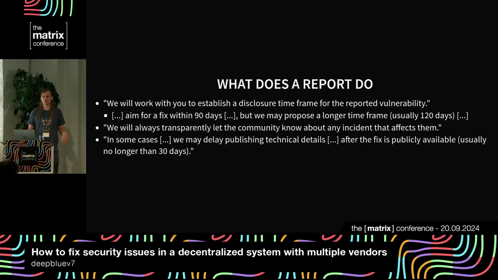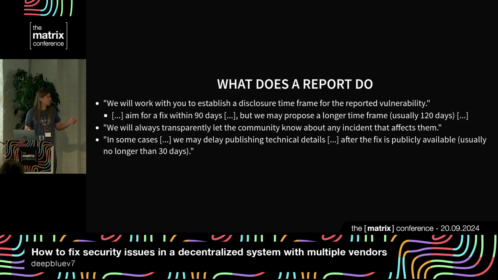I left out a bit of stuff because it wouldn't have fit on the slides, but these are just the times that are assumed when you talk to the security email. It could also be a longer time frame if it's especially complicated to fix.